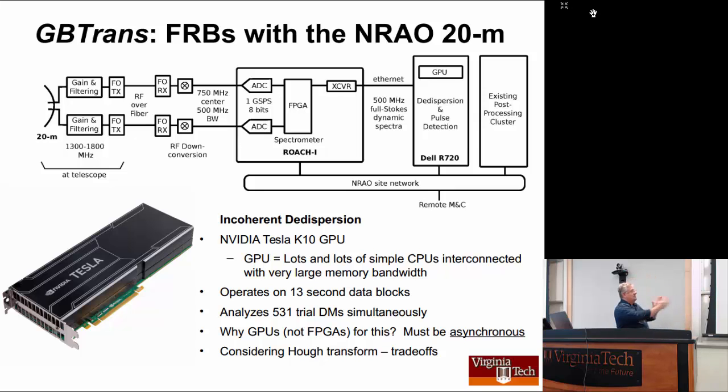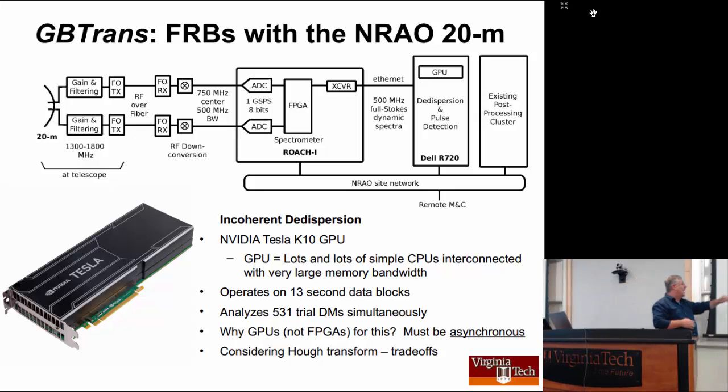Basically what we do is we take 13-second data blocks coming out of the spectrometer continuously, and then we use the GPU to simultaneously dedisperse for 531 DMs. It's not repeating this dedispersion operation, it's doing it all in parallel. So it does 531 different DM dedispersions simultaneously, and then sees if anything's there. If it finds something, it reports it, and we collect data if it's detected, and so on.